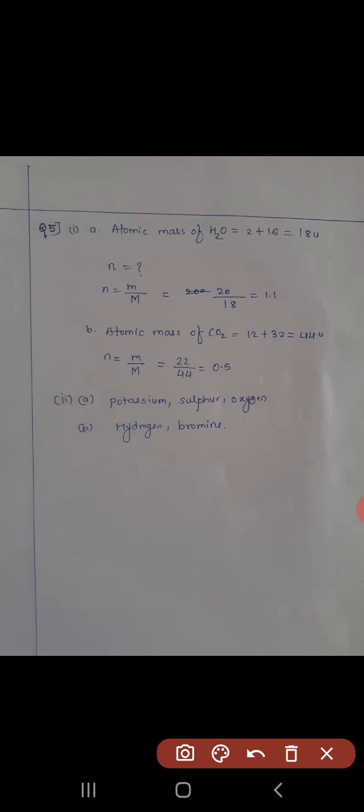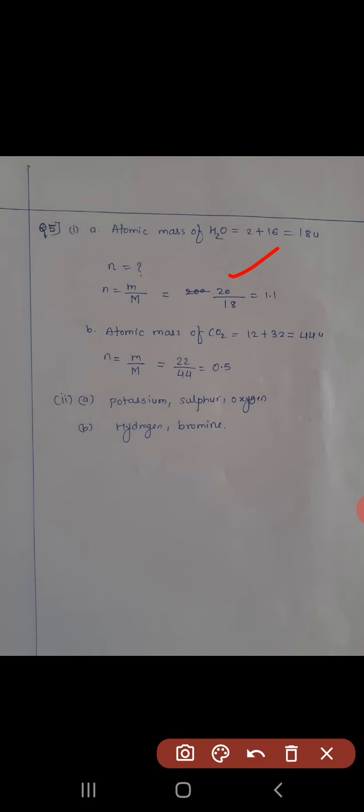So solve this first one. You have to calculate small n, the number of moles, and the formula is small m upon capital M. First you have to calculate the molar mass of water, which is 18 U. Now put this value, 20 is already given, so 20 upon 18, and the answer should be 1.1.